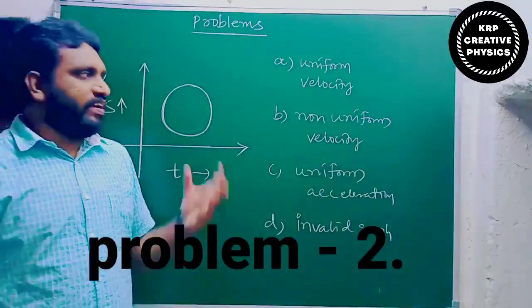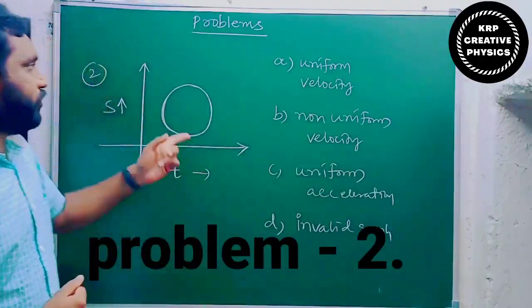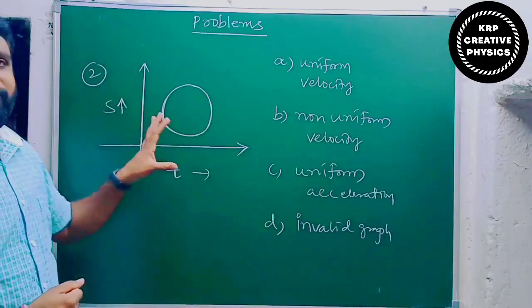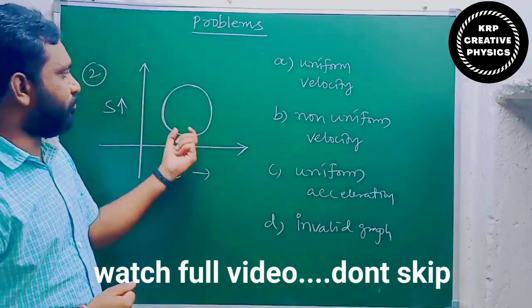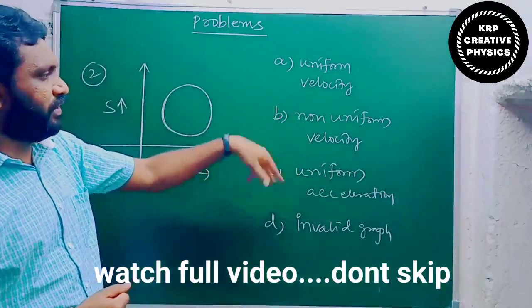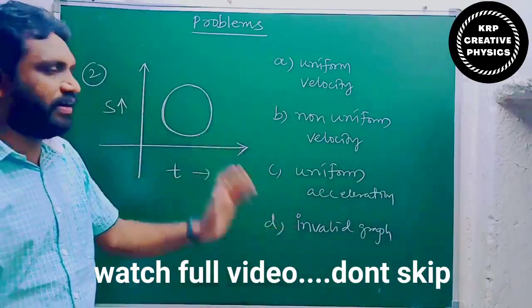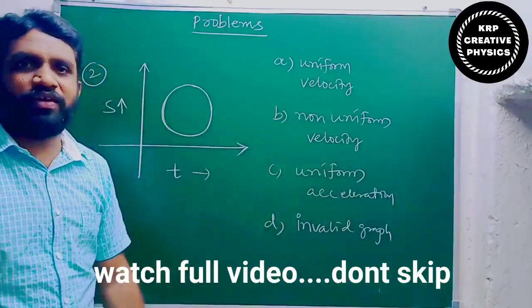Okay friends, this is the second IIT JEE model question. Here this is a graph, don't get confused. These are the options. Identify the correct option for this graph: uniform velocity, non-uniform velocity, uniform acceleration, invalid graph. These are the 4 options given to us.